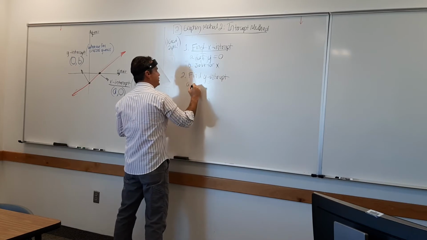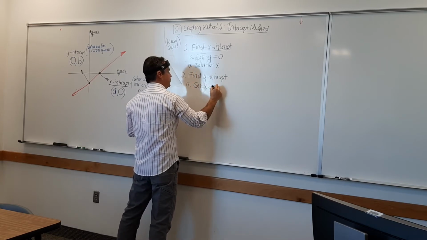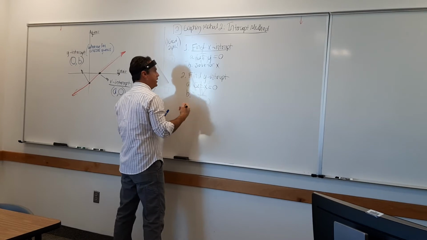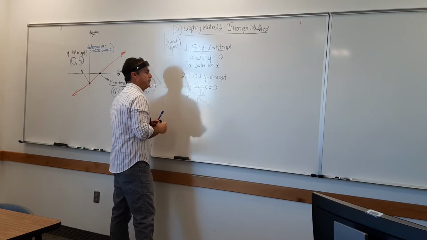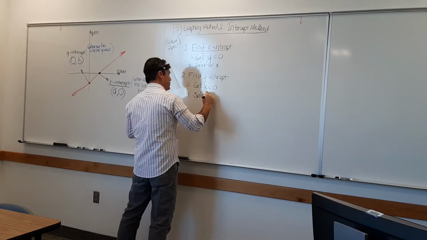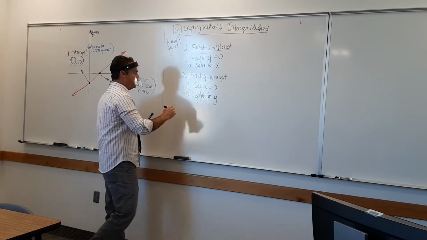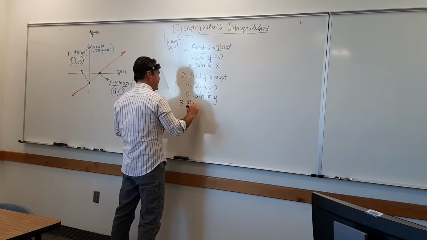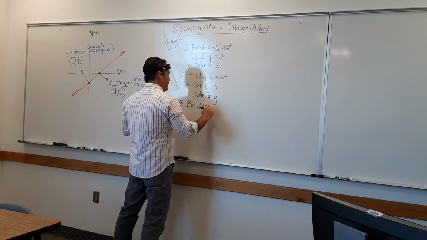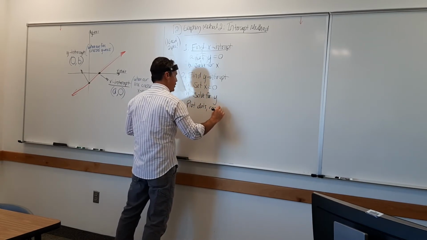Step A says we are going to set x equal to 0. And B, what are we going to do? Solve for y. Jackson's got this, man. He's on it. He's thinking. And then our third step is to plot the dots and connect them. We are done.